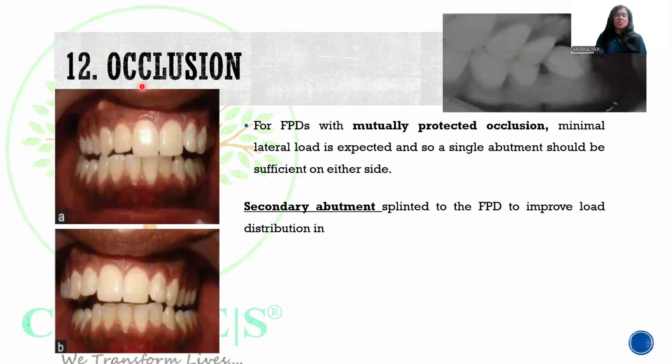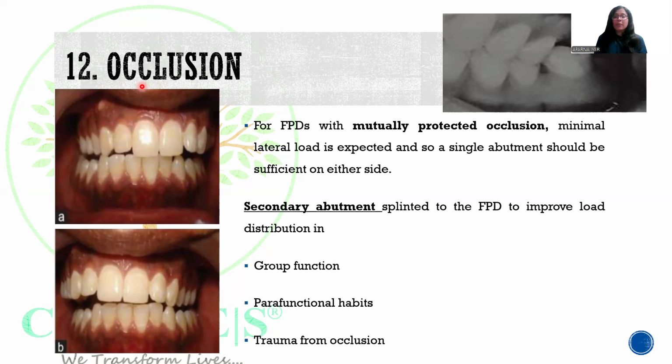Now, when a patient comes to you, you need to assess if the patient has a canine guided occlusion or a group function occlusal scheme. Depending on other factors like parafunctional habits, TFO, you can consider giving a group function occlusion. So, if you are considering giving a group function, you need to take multiple abutments for splinting because the force is distributed on multiple teeth. It's not only on one tooth. If it is a canine guided occlusion, which is definitely better, you need to make sure that the canine is healthy periodontally and it can take up the load.